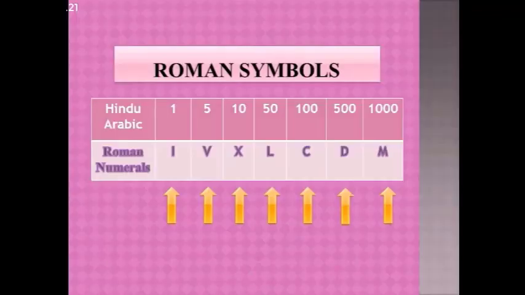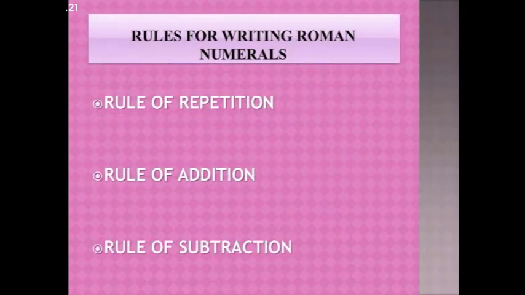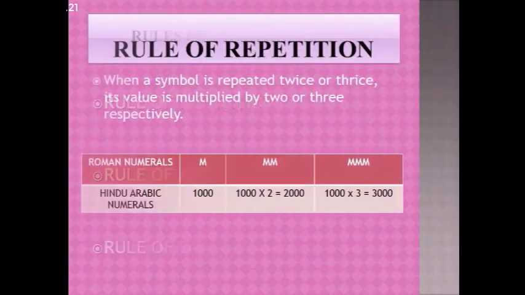We must know that there are three important rules for writing Roman numbers. The three rules are rules of repetition, rule of addition, and rule of subtraction. Rule of repetition has three rules within it.